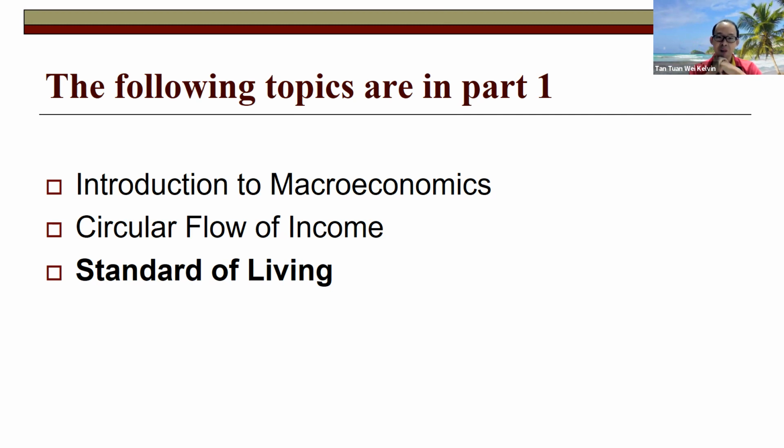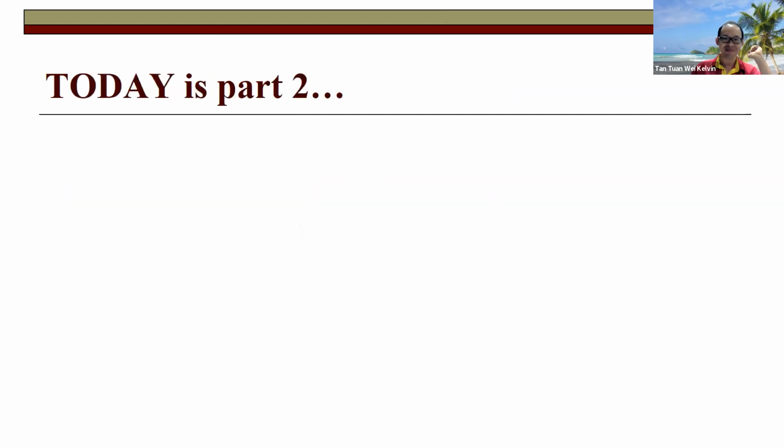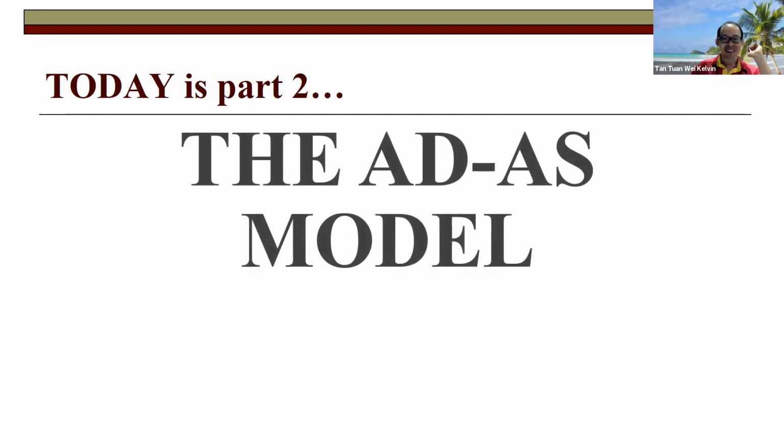Now, your tutor might have also gone through the circular flow of income, where we taught you what are injections and what are withdrawals. And if they have the time, they might have even gone through standard of living, which they may have briefly introduced to you, material standard of living, as well as non-material standard of living. So these are the topics that are covered in part 1. Like I said, today is part 2. So we are at 5.2.3, which is the aggregate demand and the aggregate supply model.